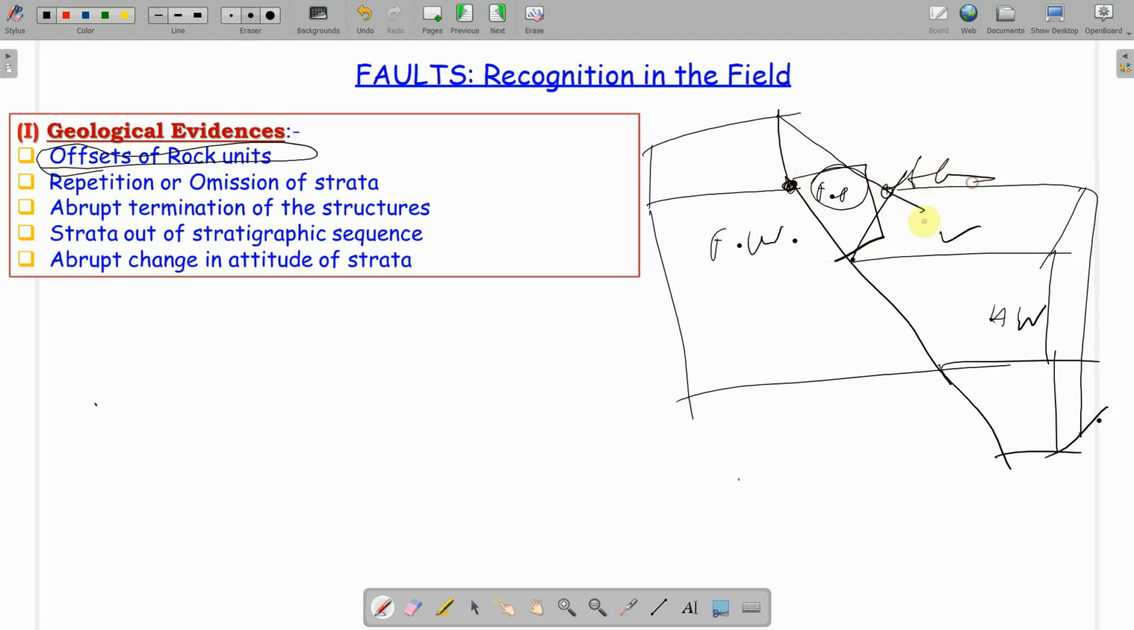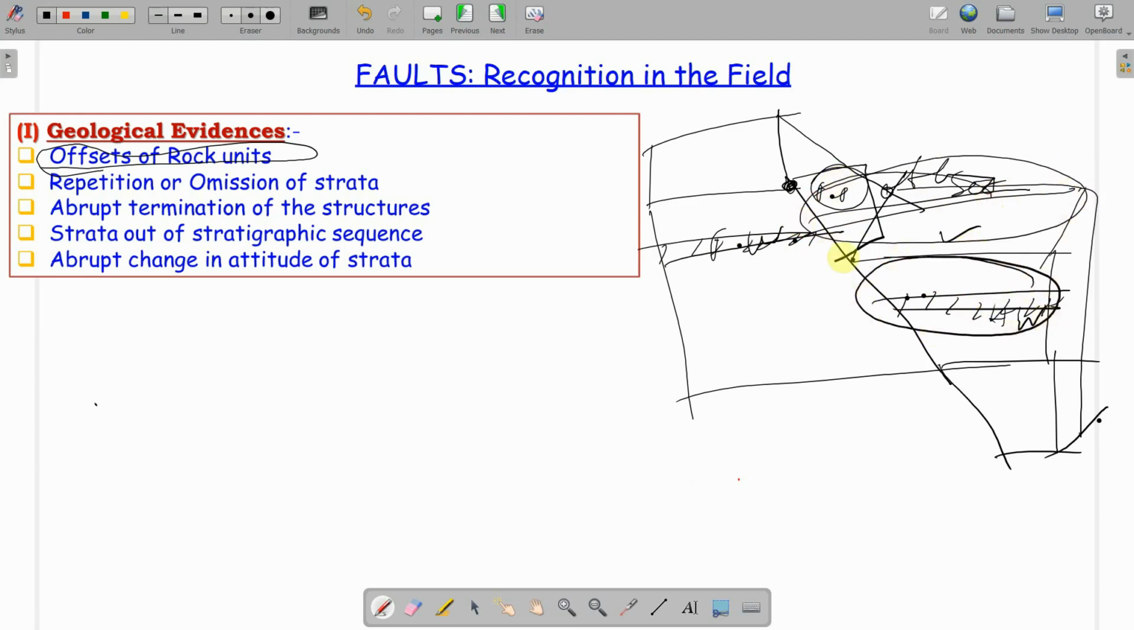It's called the offset. Let's draw a marker here. Suppose this is the marker bed. That marker should be in this position, but instead you have the marker at this position. So that's the offset. That means displacement of rock beds or any dikes or veins occurs on the opposite side of a fault. This is very common and easily understandable: by seeing this offset, you can say this plane is the fault plane and this is the offset value.